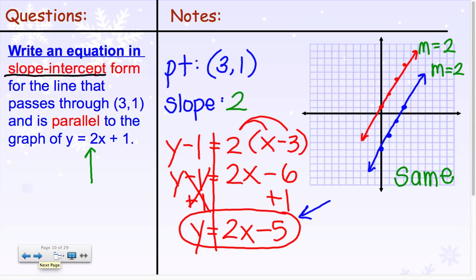If you look at our original equation and our new equation, the slopes are the same because they're parallel. The only thing that's different is the y-intercepts, which you'll see in our graph too. This one crossed the y-axis at 1. This one crossed the y-axis at negative 5.